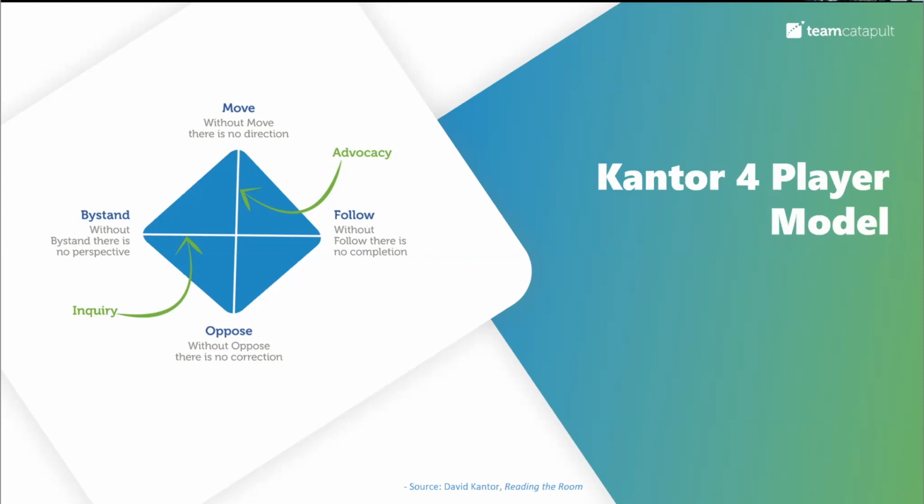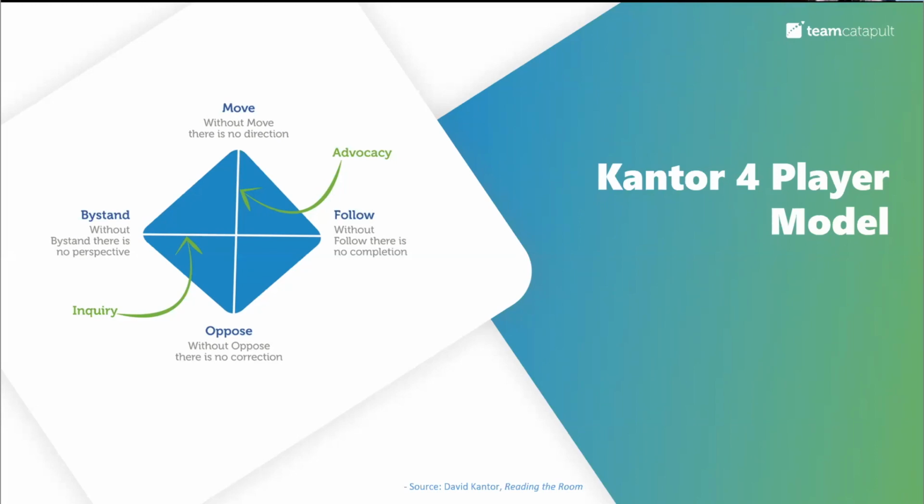The other piece to know about this is that move and oppose are the vocal actions of advocacy, meaning they're bringing something forward and taking a stand for something. Bystand and follow are vocal actions of inquiry, and they provide curiosity and more data. It's definitely the place where questions and curiosity come from. So we need all four of these to actually be active and voiced in a conversation.